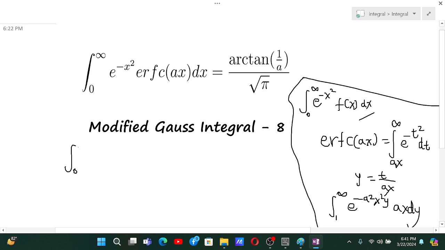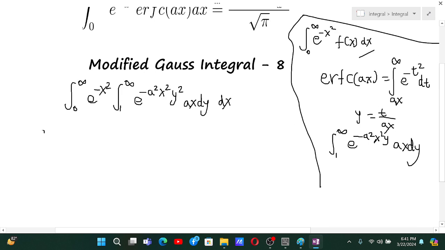Integral from 0 to infinity of e to the power minus x square, integral from 1 to infinity of e to the power minus a square x square y square ax dy dx. Now let's take a by 2 common. There's a reason for the by 2. And also let's interchange the integrals.